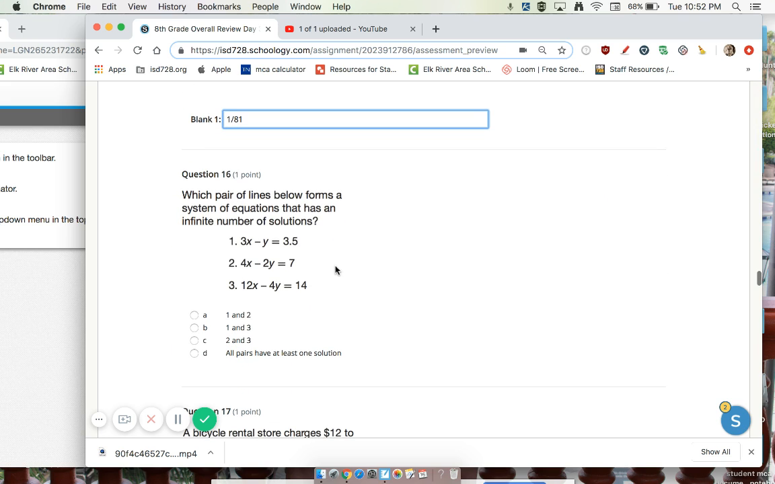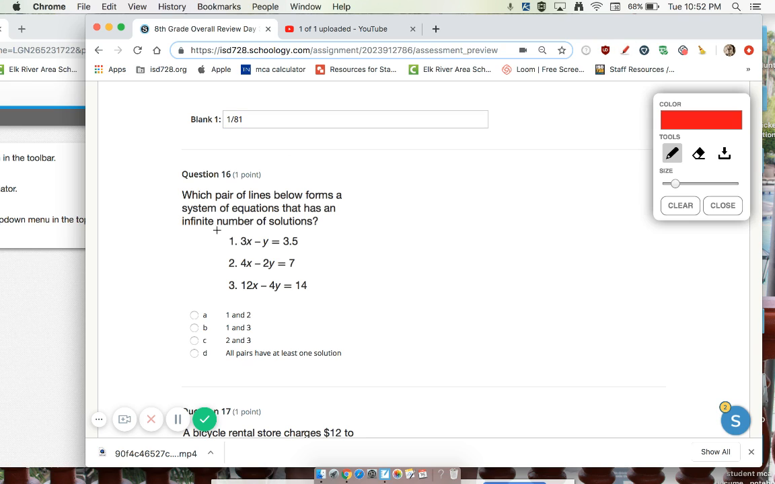Okay, number 16. Which of the following lines below forms a system of equations that has an infinite number of solutions? Infinite means that everything will cancel out and it will be like 0 equals 0. It's a true statement.